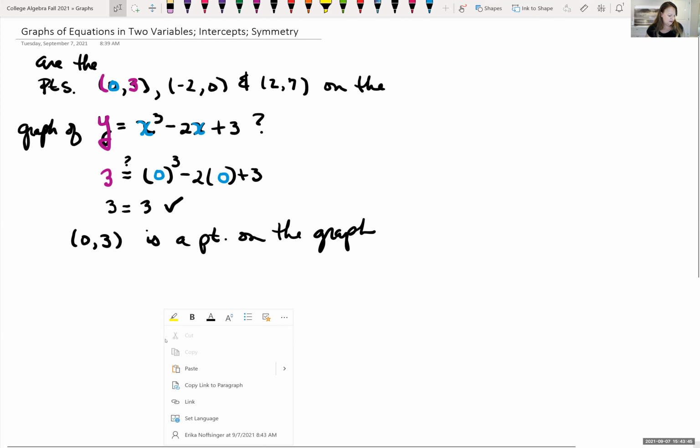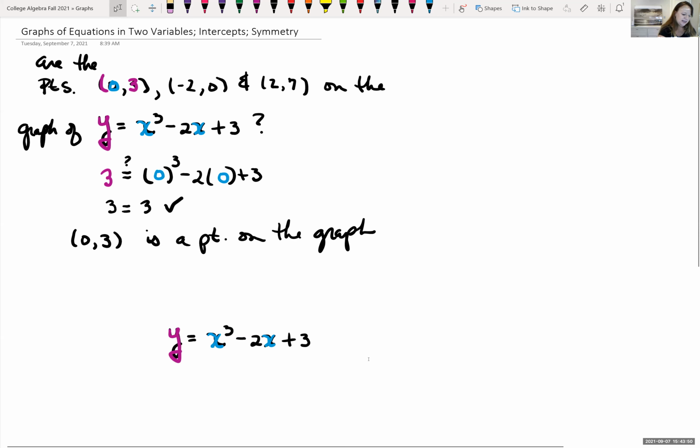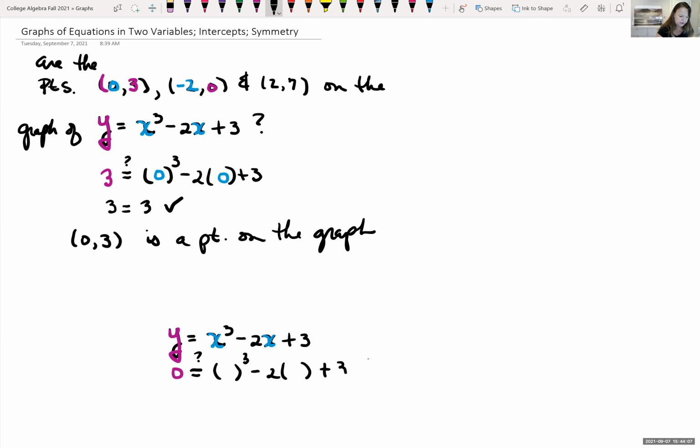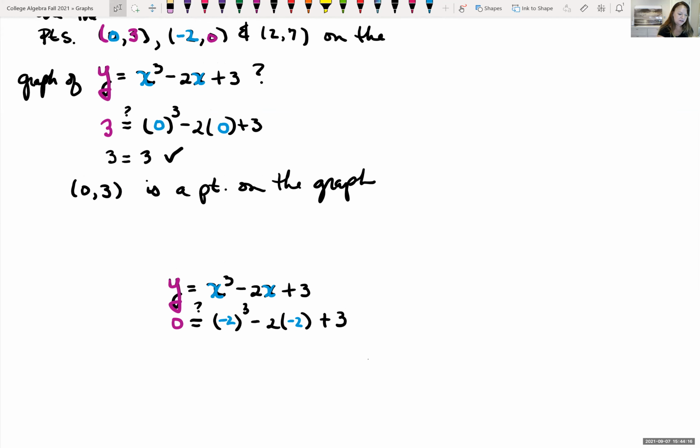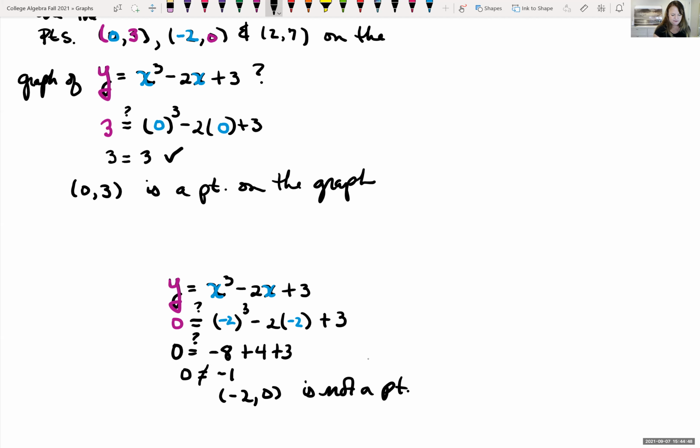So now let's look at when x is -2 and when y is 0. Is 0 equal to -2 cubed minus 2 times -2 plus 3? Well, if we cube -2, -2 times -2 is +4, and 4 times -2 is -8. So is 0 equal to -8, then -2 times -2 is +4, plus 3? 0 does not equal -1. So (-2, 0) is not a point on the graph.